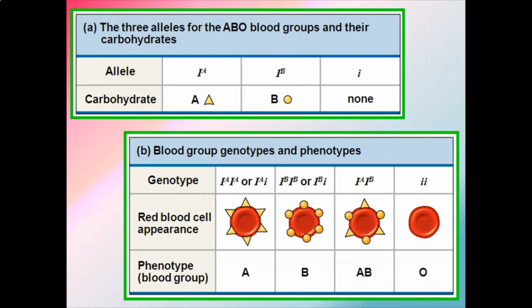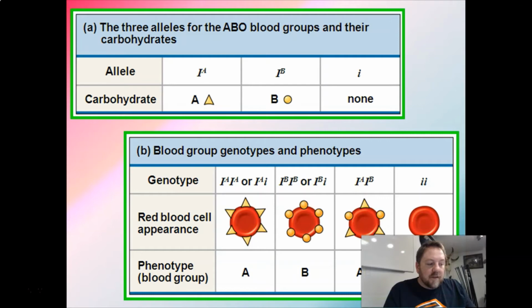All right, let's take a look at B. So B, they're going to look like these little circle carbohydrate antigen things. So BB, if both parents gave you B, of course, you're going to be type B. Now, what if one parent gave you B and the other parent gave you O, where you don't put any carbs on there? You're just type B. So we just learned something else. B is completely dominant over O, because BO is just type B.